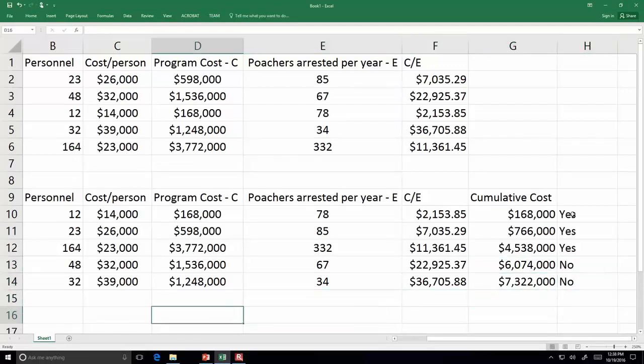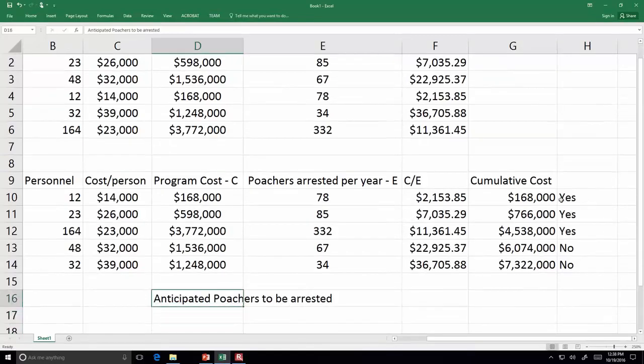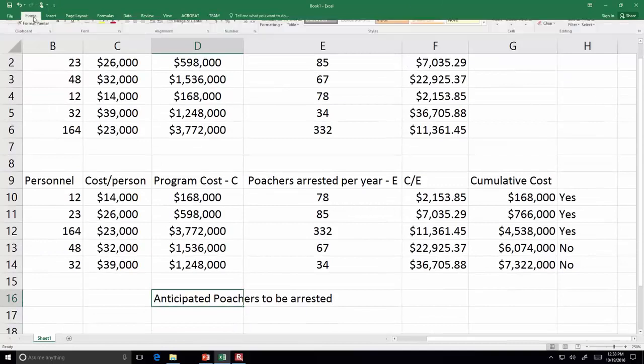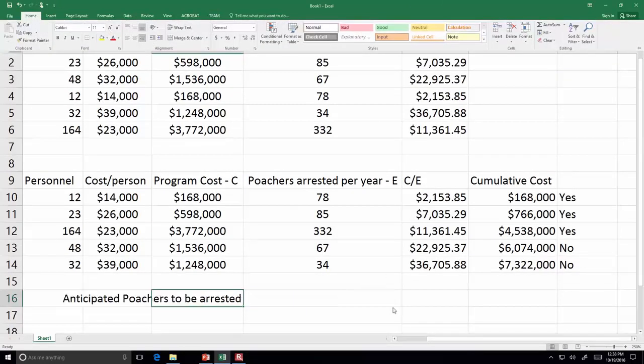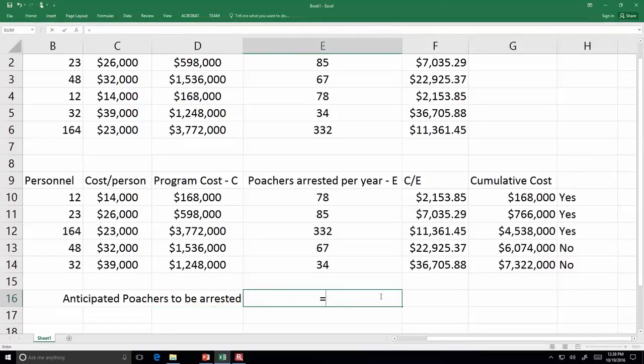And so the anticipated poachers to be arrested, if the past data is any guide, then what we will end up with, we'll just total the three that are funded. So we would add these three together, and we can expect to have 495 poachers arrested for the $5 million that we spend.